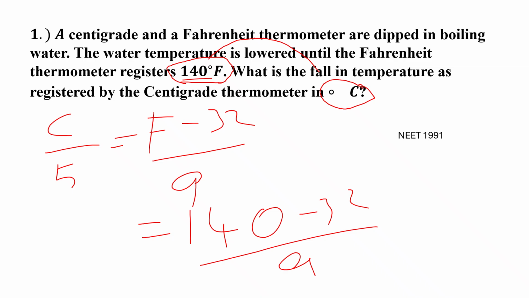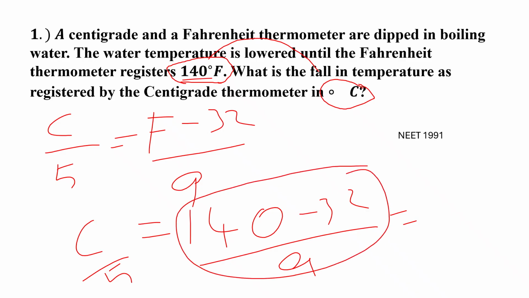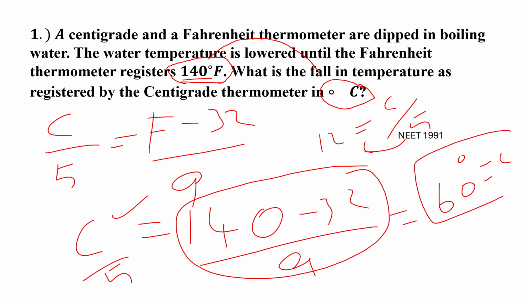Let's solve. Here this is C by 5. If we solve this, for this term we will get 12. So 12 is equal to C by 5, and this 5 goes to the other side. So 12 into 5, we will get 60. So 60 equals C, which means 60 degrees Celsius. So the answer is 60 degrees Celsius. So 140 degrees Fahrenheit is equal to 60 degrees Celsius.